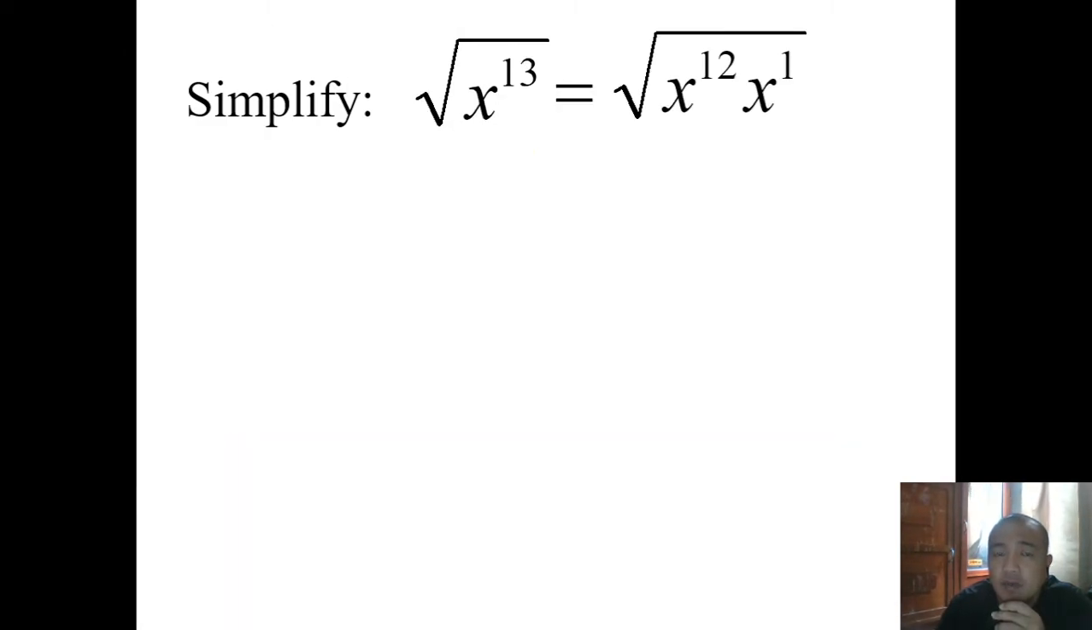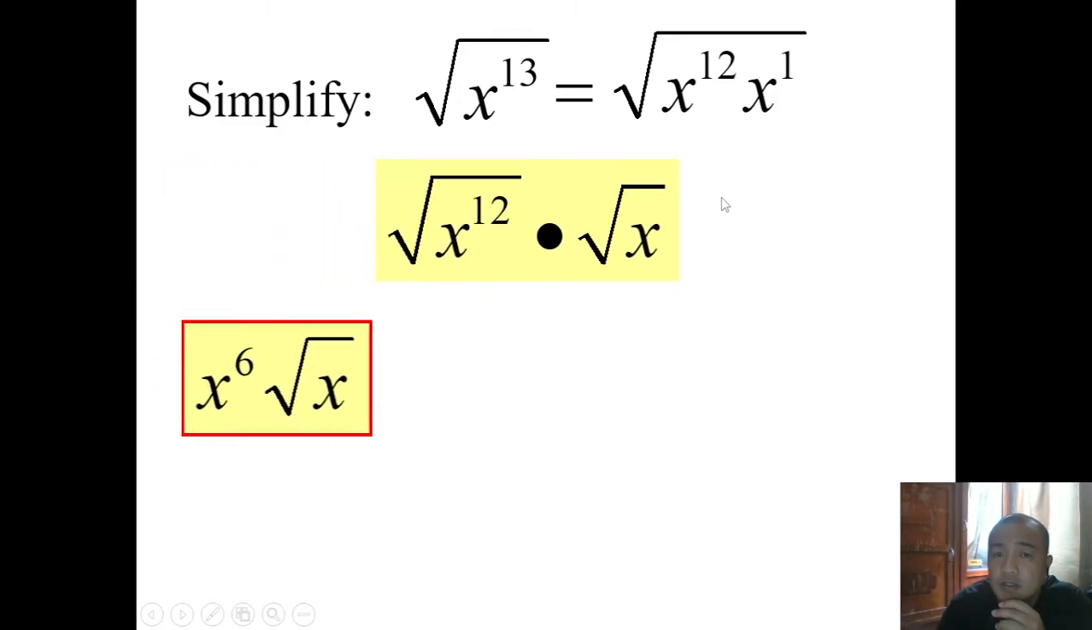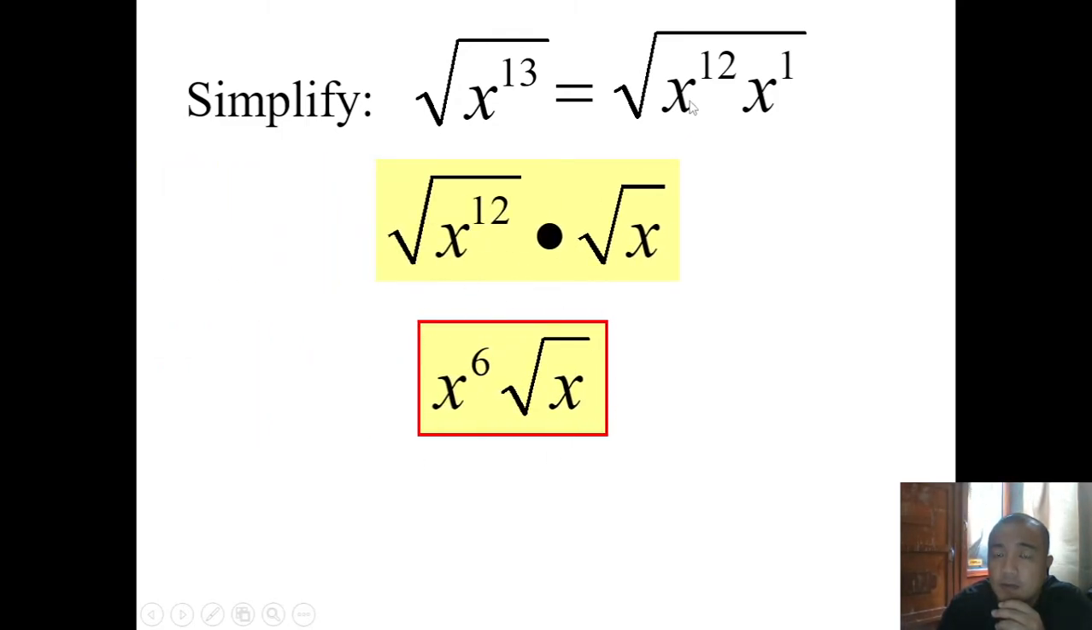Since here we have square root of x to the 13th power, since 13 is an odd number and the index is 2, even, we're going to factor this as square root of x to the 12 times x raised to 1. So if we divide 12 by the index 2, x to the 6 times the square root of x, this is now the answer. Square root of x to the 12 times square root of x means x to the 6 square root of x. Okay, that's the answer now.